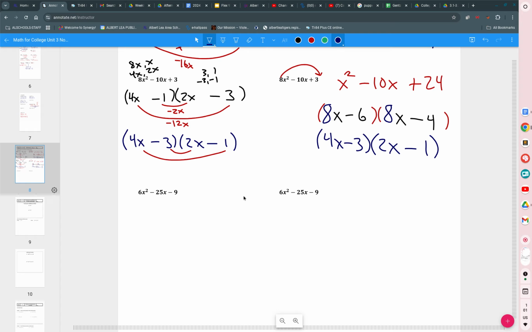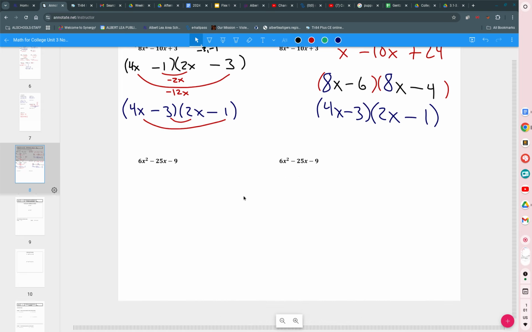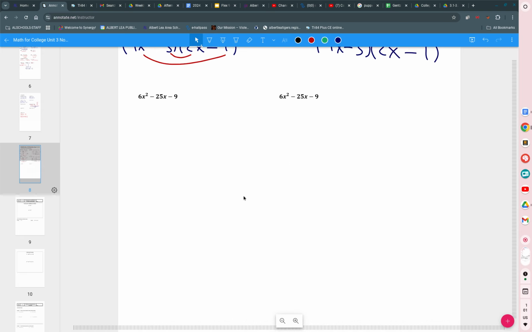What method do you think you like better? A lot of people say the AC method, but be careful, okay? And I'll show you why. Look at the next one. Suppose you try the AC method. You get x squared minus 25x minus 54.